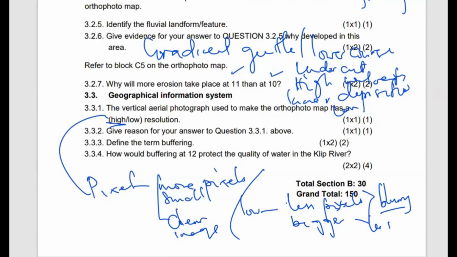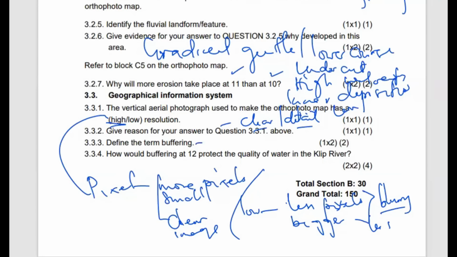Right. The reason is they are clear. Or they have detail. Orthophoto map show detail. You can actually see the details. You can actually see all the geographical features. They have detail. Then the next question is saying, define the term buffering.